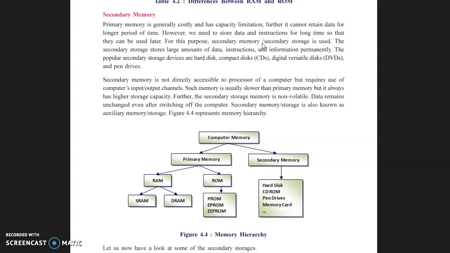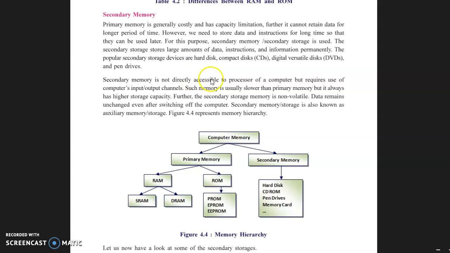When we enter any data in primary memory, if we want to store it for future purposes, secondary memory is required. Without secondary memory, we cannot store data from primary memory. Primary memory is very costly, so for this purpose secondary storage is used. Secondary storage stores large amounts of data, instructions and information permanently. Popular secondary storage devices are hard disks, compact disks, and pen drives.